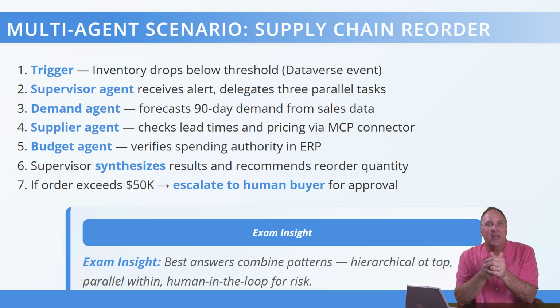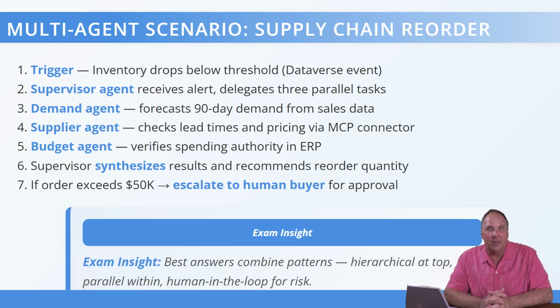And then step 3, the supervisor synthesizes all 3 results. So demand says we need 2,000 units. The best supplier can deliver in 2 weeks at $4 per unit. Budget confirms that we have the authority up to $50,000. Step 4, the supervisor calculates the reorder. 2,000 units at $4 is $8,000, well within our authority. So then the agent will generate a purchase order.